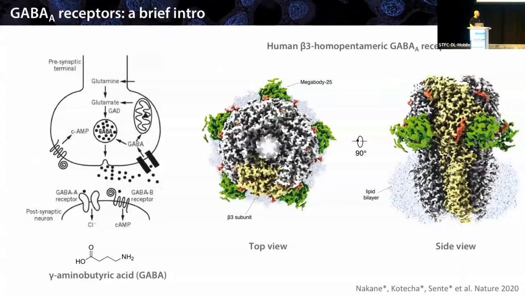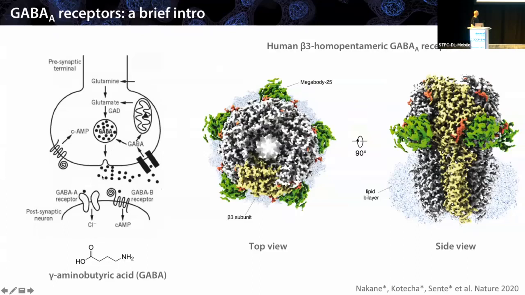So as most of you already probably know, GABA receptors belong to the family of pentameric ligand-gated ion channels. They are found in the membranes of postsynaptic neurons, although recently it's been appreciated that they also are present in the soma of the neuron and the axon. And the receptor itself is an ion channel which responds to GABA, which is released from the presynaptic neuron. And this is a molecule of GABA here.